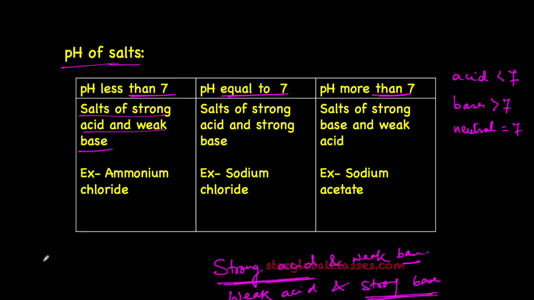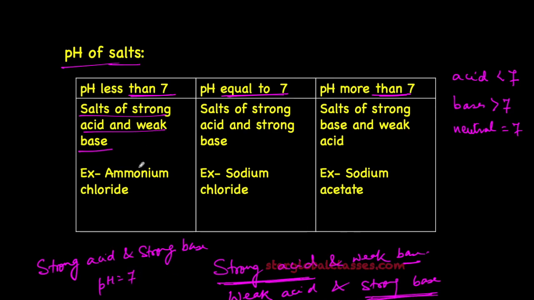If a salt is made from strong acid and strong base, they are equally strong, acid and base, then pH is equal to 7.